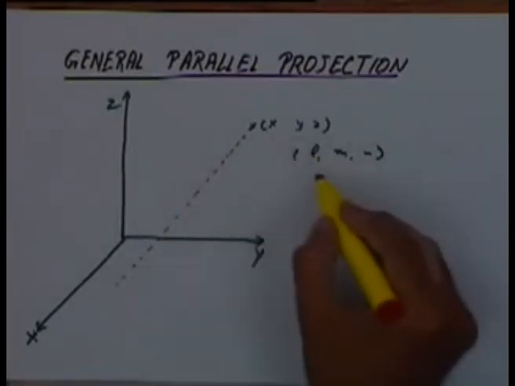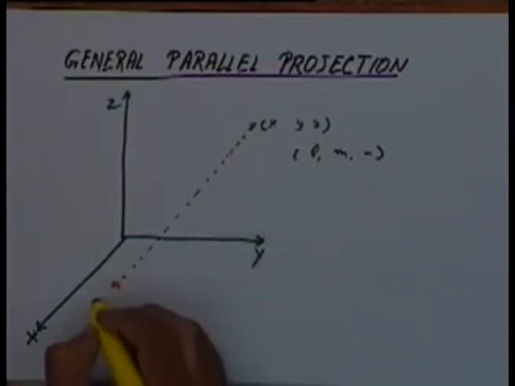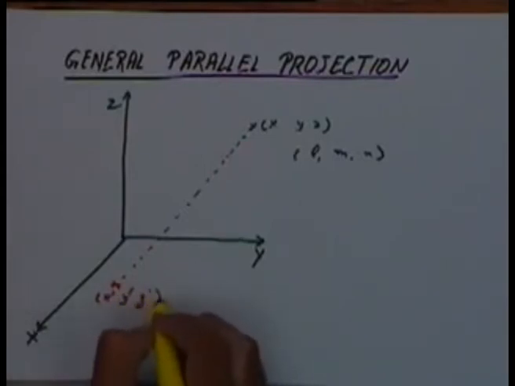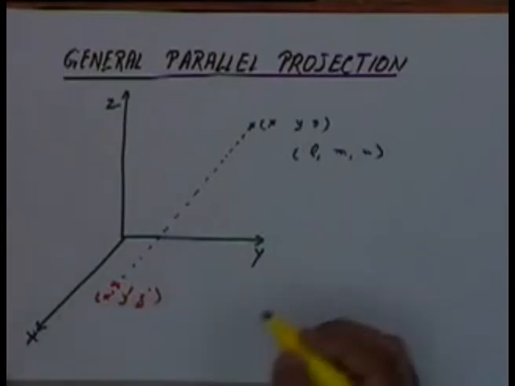If I project this point in the direction of LMN, I will get some point on the xy plane, which is, let's say, x prime, y prime, z prime. I want to get coordinates of x prime, y prime, z prime.